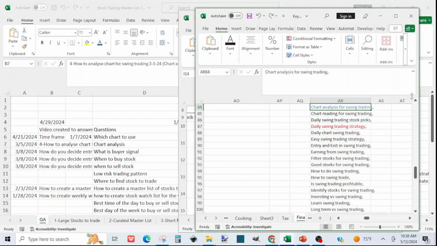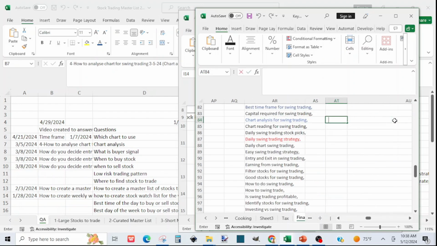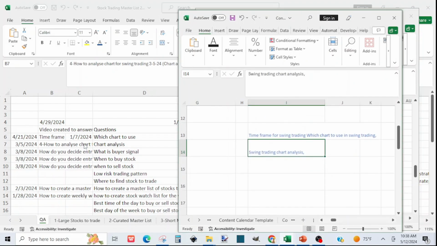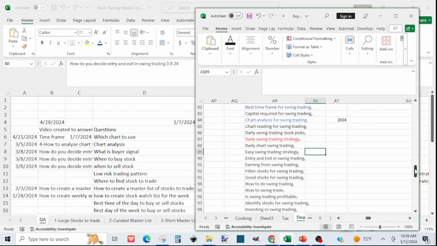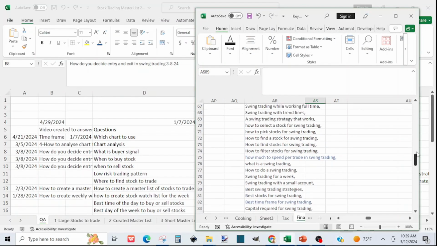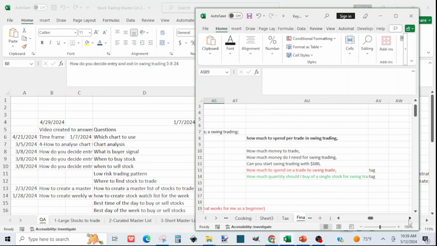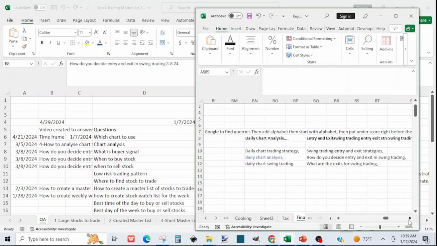Okay, and here I can just put 2024. That way I know that it will be published this year for that one. So the next one will be how to decide entry and exit in swing trading. So I'd like to see if there is a specific question. You can see it's kind of long to go through that long list. That's why I have some subcategory specifically.